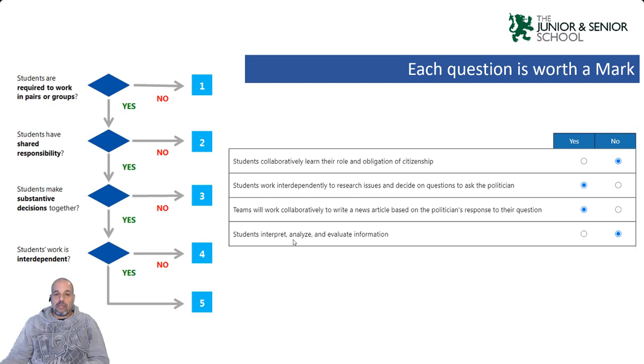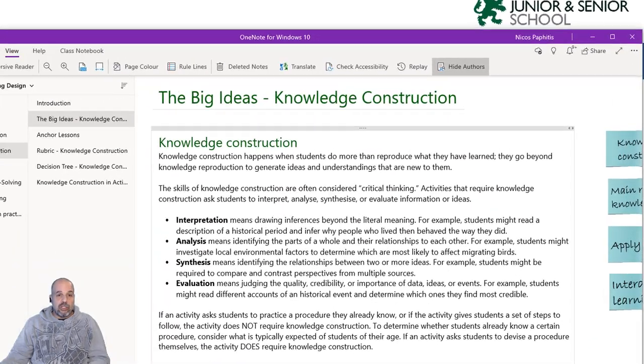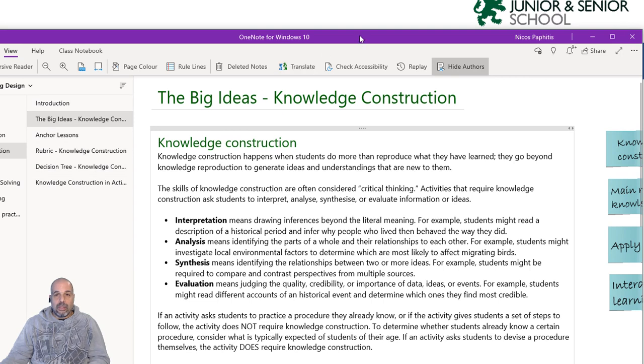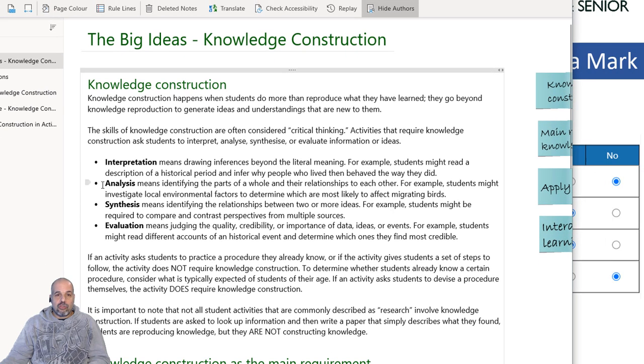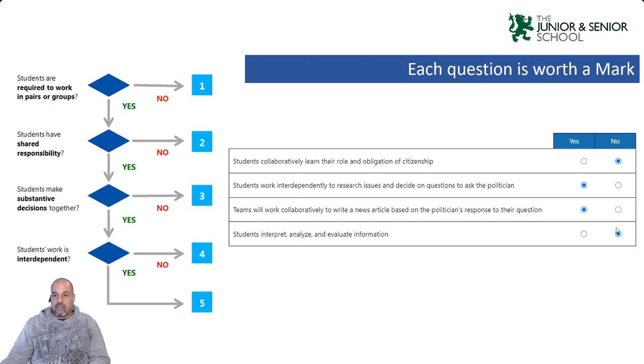Next one, students interpret, analyze, and evaluate. Now, if I know my rubrics, I know that this is part of knowledge construction. So if we go to the big ideas, we can see here that knowledge construction, the first level is interpretation, analysis, and synthesis of data and evaluation. So this is the wrong rubric. So that's going to be a no. You can see there, just by looking at key words in the questions, we can answer the questions correctly. Now, if you get one of these wrong, you still get the grade for the ones that you get right.